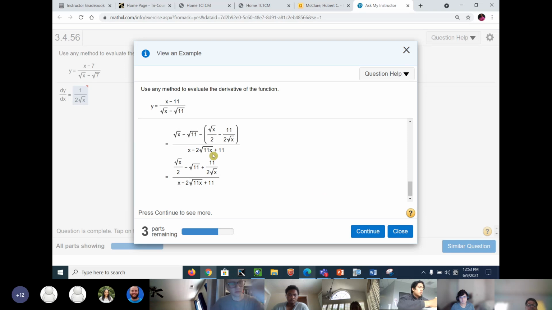Okay, they didn't do anything to the bottom. And it looks like to me, okay, now somebody take a look at that numerator because I'm looking at it. And if you distribute that negative, you're going to get a negative square root of x over 2 plus 11 over 2 square root of x. And that's what they're doing.